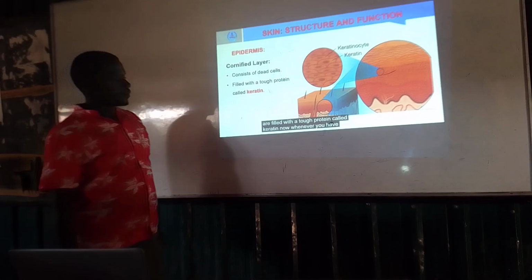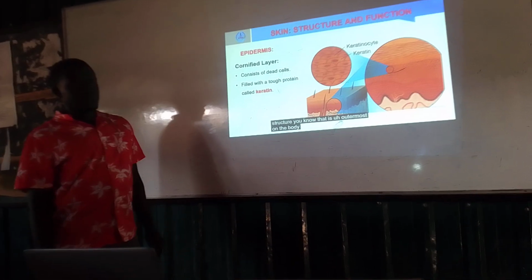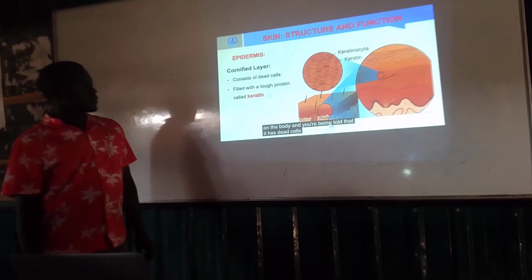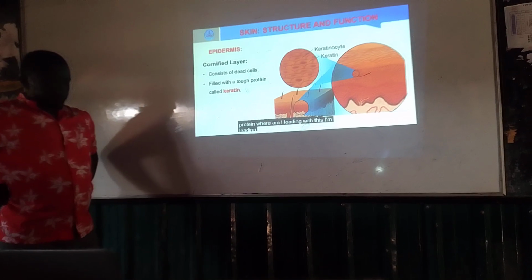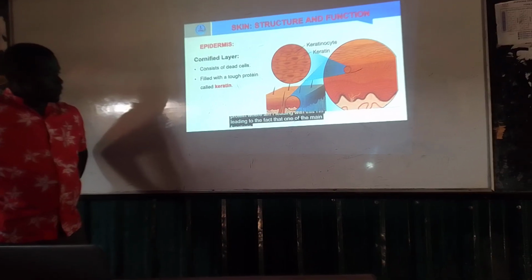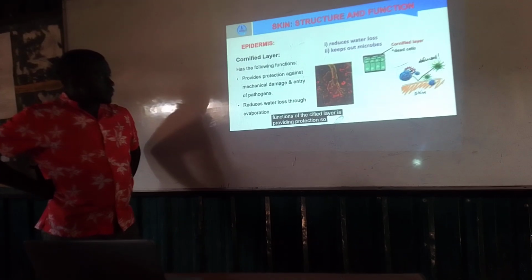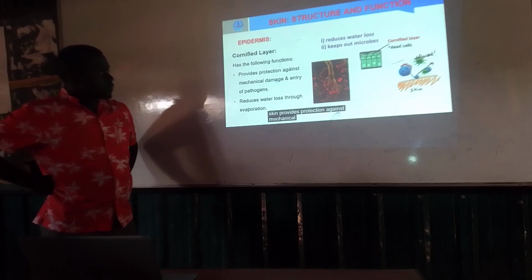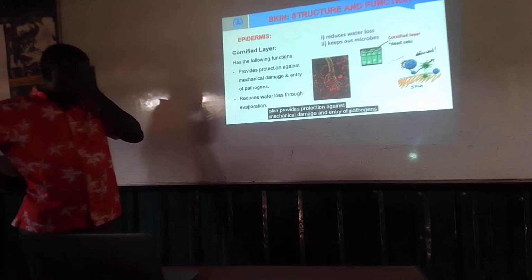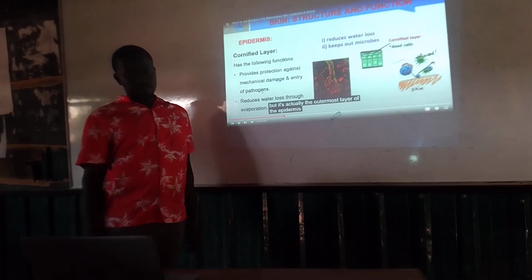Now, whenever you have a structure that is outermost on the body, and you're being told that it has dead cells and it has a tough protein, where am I leading with this? I'm leading to the fact that one of the main functions of the cornified layer is providing protection. So when we talk about the skin in general, we say the skin provides protection against mechanical damage and entry of pathogens, but it's actually the outermost layer of the epidermis.